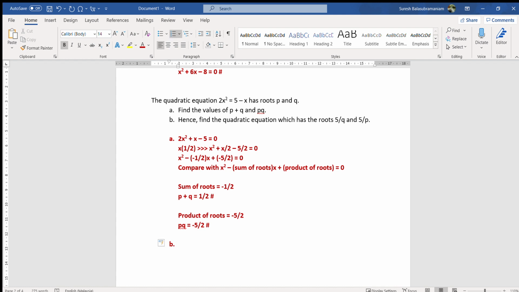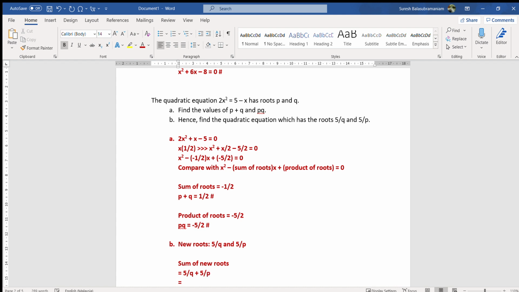Hence, find the quadratic equation which has the roots of 5 over q and 5 over p. So we have new roots. What are our new roots? New roots are 5 over q and 5 over p. So you can find the sum of new roots. That will be 5 over q plus 5 over p.